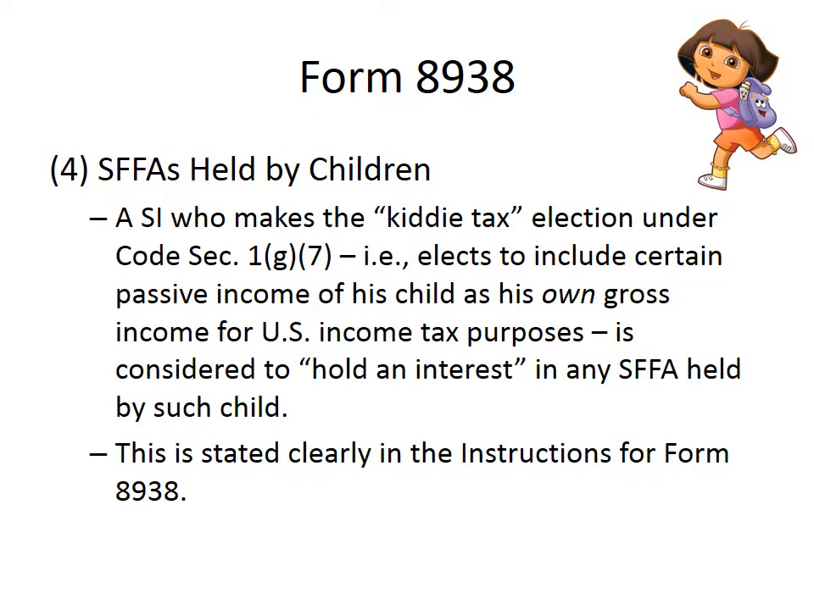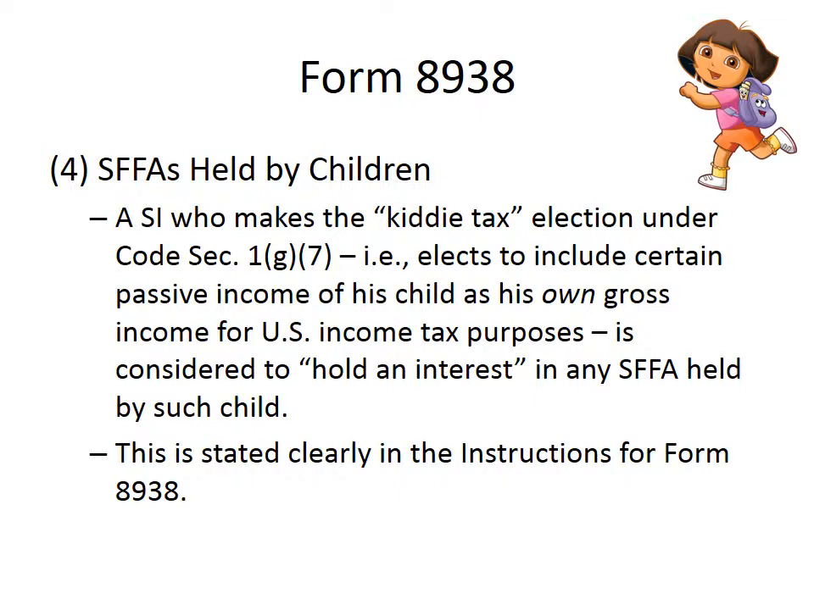Fourth, specified foreign financial assets held by children. A specified individual who makes the kiddie tax election under Code Section 1(g)(7), meaning elects to include certain passive income of his child as his own gross income for U.S. income tax purposes, is considered to hold an interest in any specified foreign financial asset held by the child.